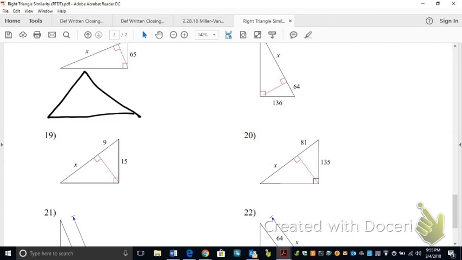Let's look at number 19. So what I did for number 19 was I rotated it, okay? I rotated it and realized that it is a red triangle problem. See, it's red, not blue. So this is AC.